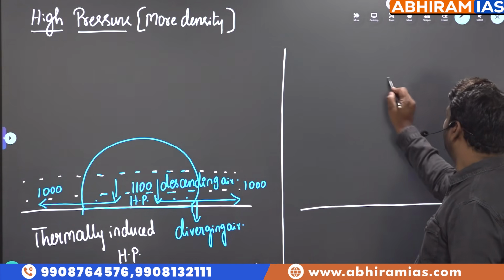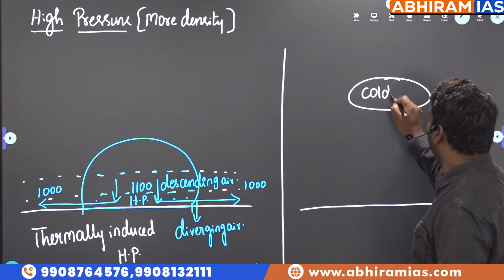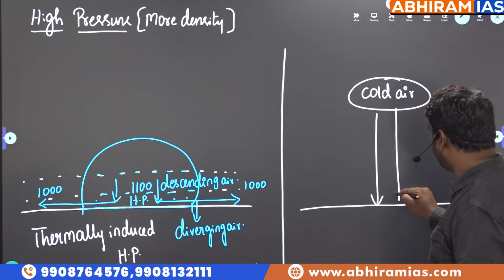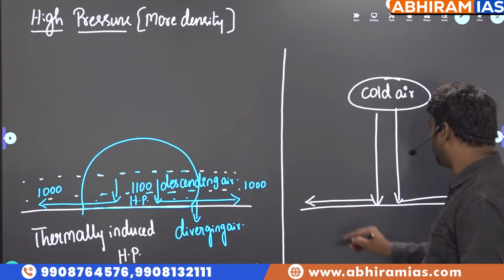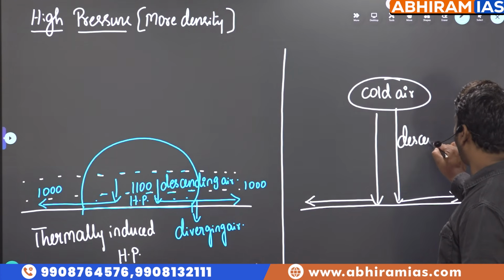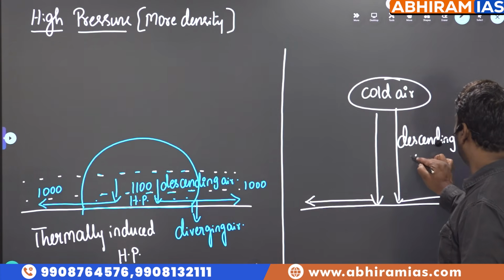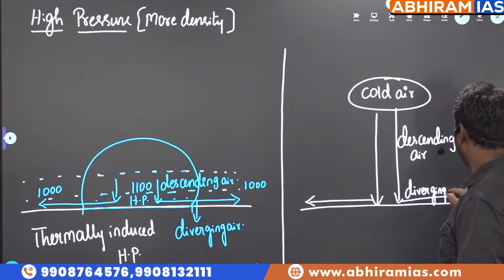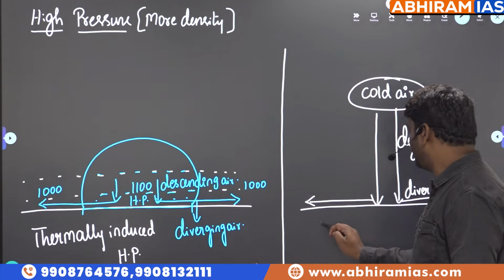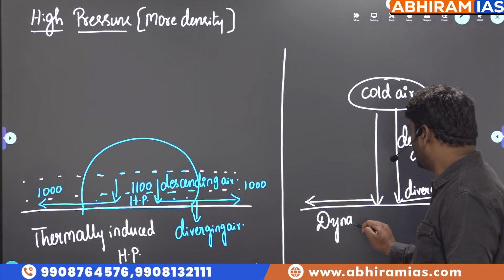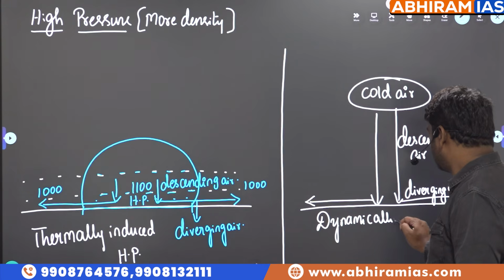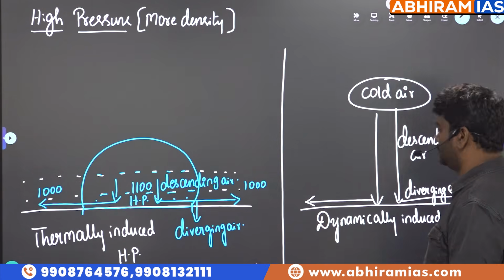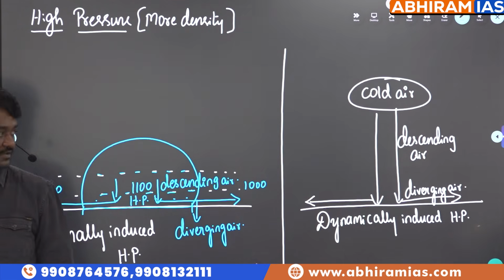Now, in case you have cold air, irrespective of Earth's surface temperature, if cold air comes down, and after coming down, cold air diverges, so if cold air is coming down and if it is diverging, it is dynamically induced high pressure.